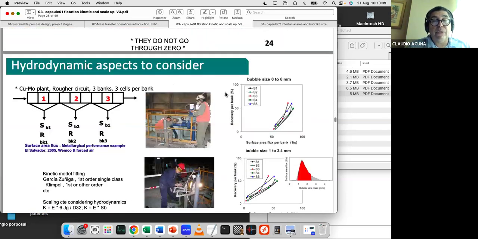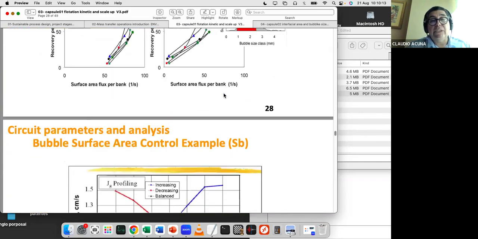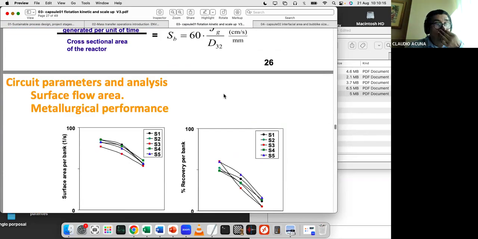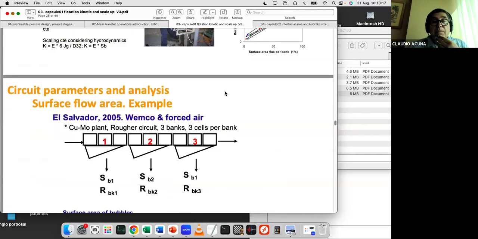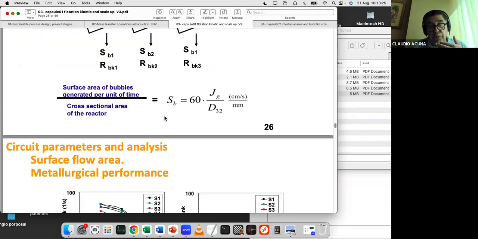Let me come back to residence time distributions. The interesting thing is all the things that we are talking about here are actual measurements from plants, okay? We measure bubble size. We measure gas velocity in industrial cells. That's the knowledge that I'm sharing with you guys.